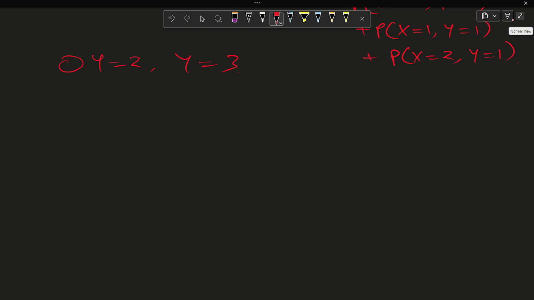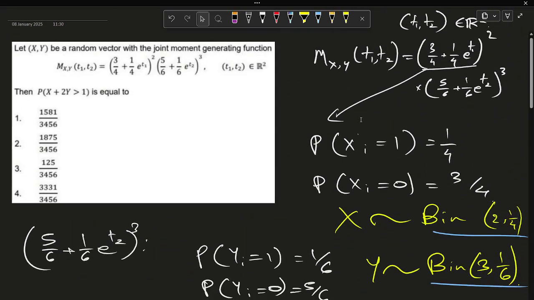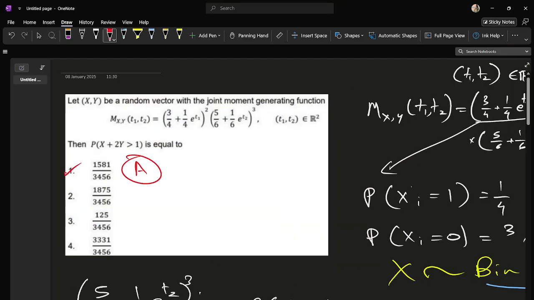that will be 1581 by 4 ISS. So I think this is my first option. So our correct option of this question is my option A. Hope you understood, guys. Thank you.